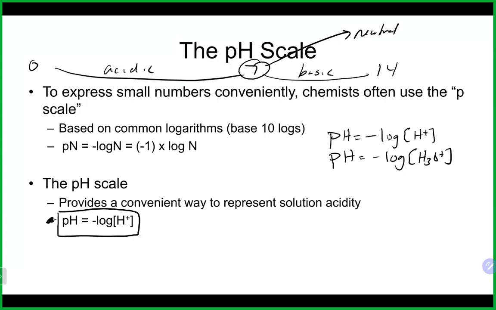Anything slightly above 7 will be considered slightly basic. Anything less than 7 will be slightly acidic, unless it's something like 7.0001, then you could call it 7, or 6.99 or something like that.